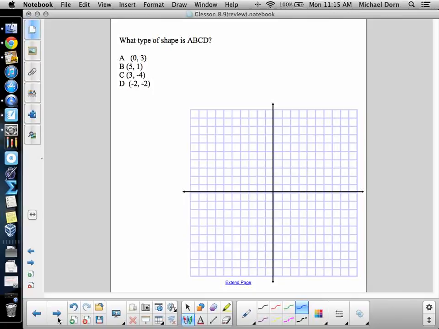So you have to plot our points. Now, some of you are still having problems plotting points. Not many, but 0, 3 is on the y-axis right there. There's A. B is at 5, 1. C is at 3, negative 4. And D is at negative 2, negative 2.